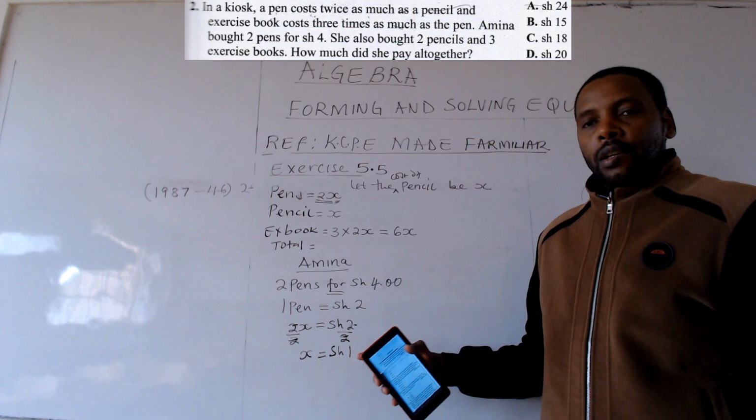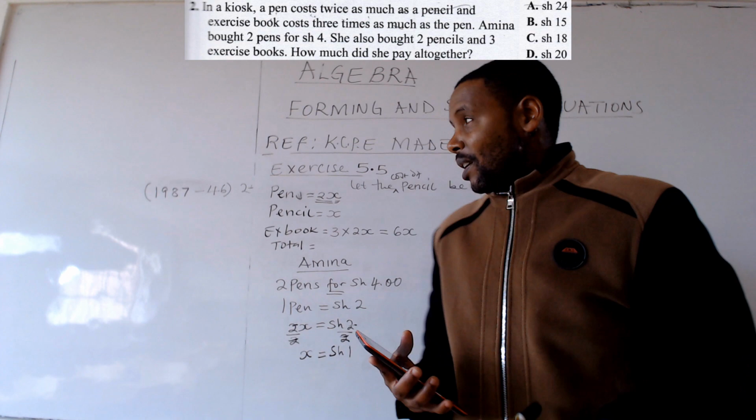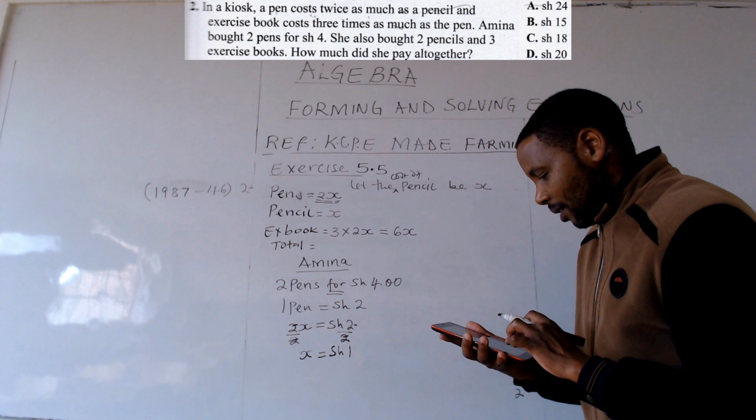So this value of x will help us now to solve the other questions properly. For example, when we come to pencils, how many pencils did she buy? She bought 2 pencils.